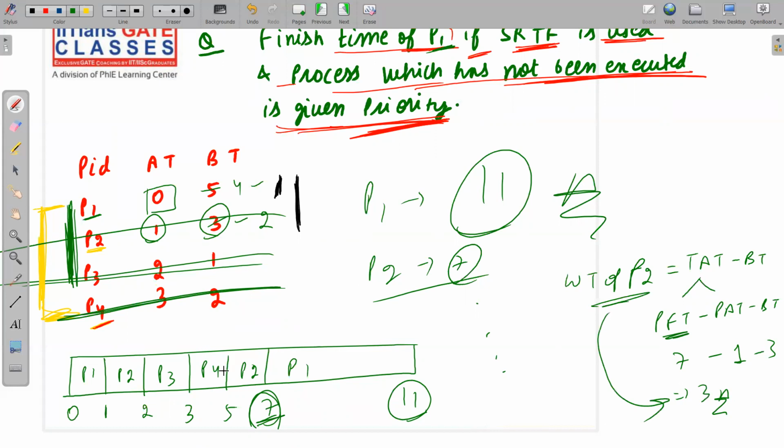If you want to check it from the Gantt chart, we can easily check it. Waiting time of P2, we want to check it now. See this, P2 arrived at 1 and it started at 1 only. So there was no waiting at all. It immediately started. Till 2, it has been executed. Now from 2 to 5, it has waited. So how much time is it? 5 minus 2, that is 3. So 3 is the waiting.